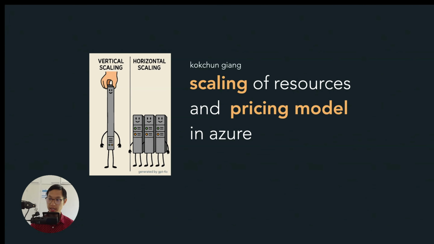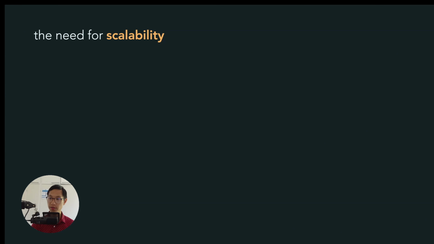So here, scaling of resources and pricing model in Azure. As you can see, with vertical scaling, you scale up the computer, so the computer becomes stronger basically, while with horizontal scaling, you add more computers, or more compute, in order to do more stuff. We will go into different scenarios where you'll need vertical scaling compared to horizontal scaling. So the need for scalability, let's talk about that first.